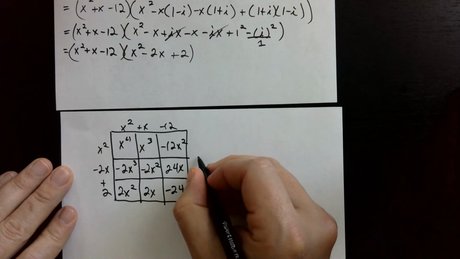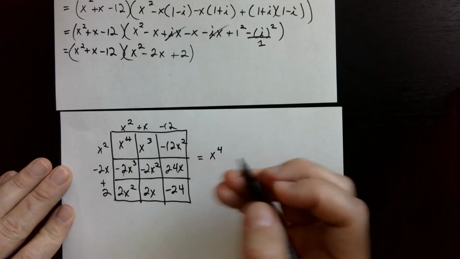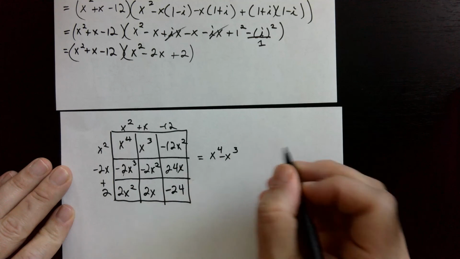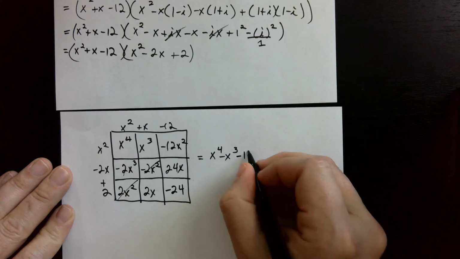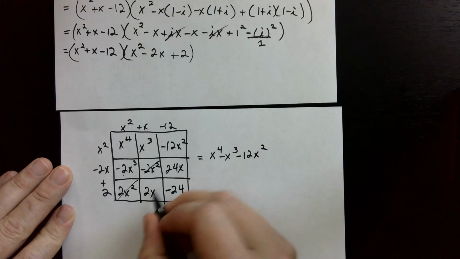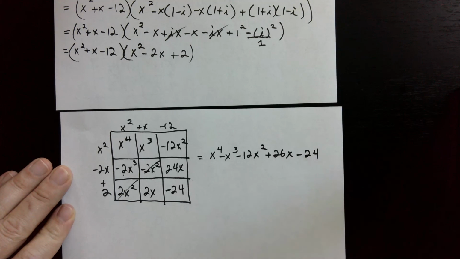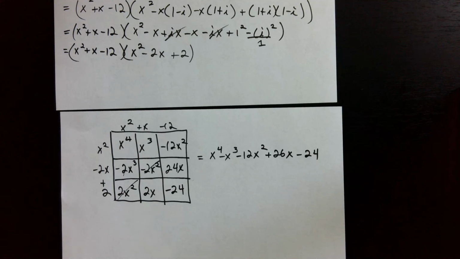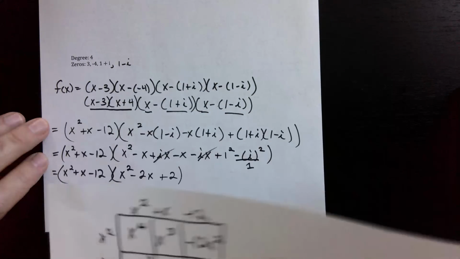So we get x to the 4th, no like terms. These two combine to give negative x cubed. These two cancel out completely and leave the negative 12x squared. And these two add together to give 26x, and then minus 24. So that is your f of x polynomial with, reminder, 3, negative 4, and these two complex conjugates.